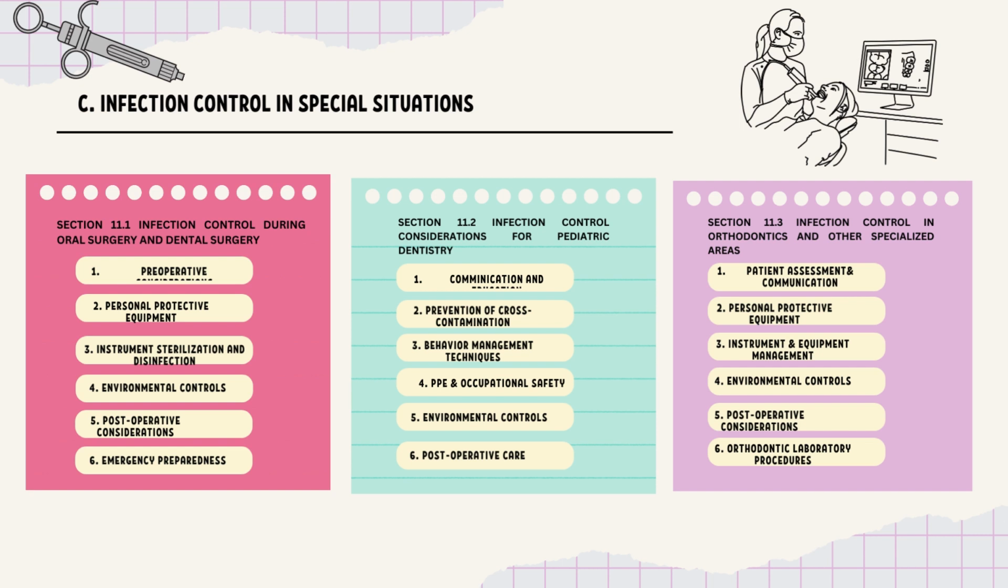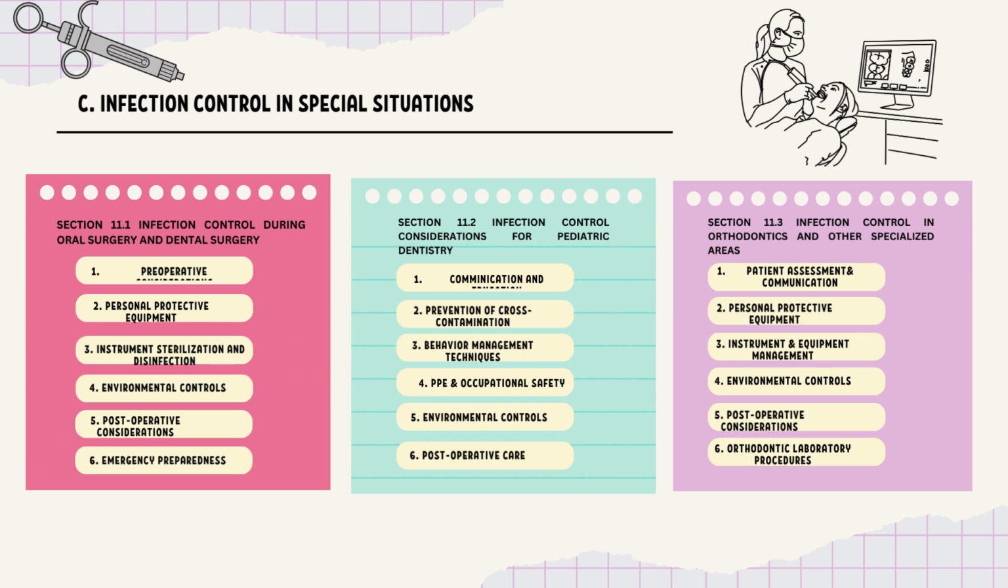So this is unique as this talks about the vulnerabilities of children. Dental healthcare personnel must employ specific measures to ensure the safety and well-being of pediatric patients while providing high-quality dental care. So these are the following: communication and education, prevention of cross-contamination, behavior management techniques, PPE and occupational safety, environmental controls, and post-operative care. Section 11.3, infection control and orthodontics in other specialized areas.